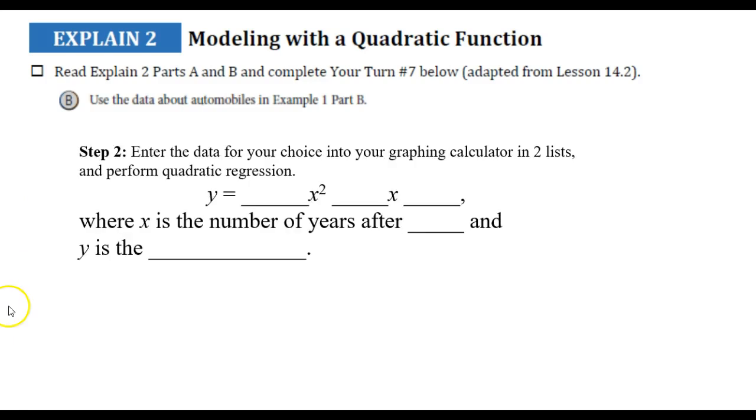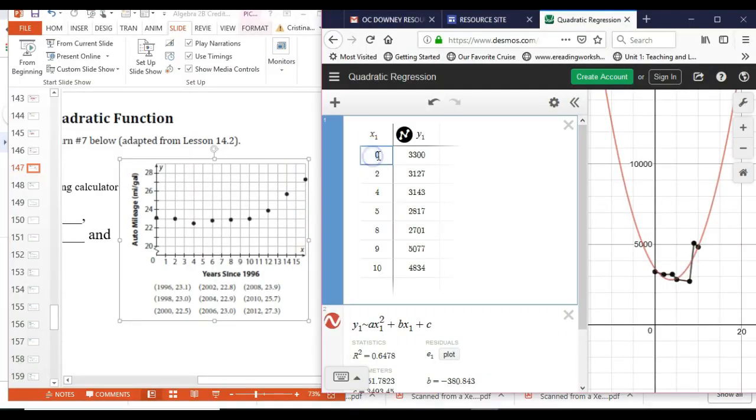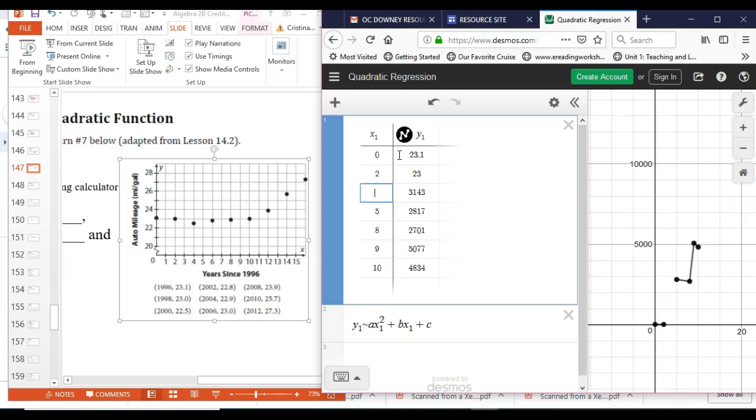So moving on, let's go ahead and enter the data for your choice in a graphing calculator or tool list and perform a quadratic regression. So this one's nice in the sense that they did give us our points, so I'm going to go ahead and make this bigger and open up Desmos again so that we can type in these new values. So on here I'm going to type in 0, 23.1, 2, 23, 4, and the partner for that one would be 22.5.